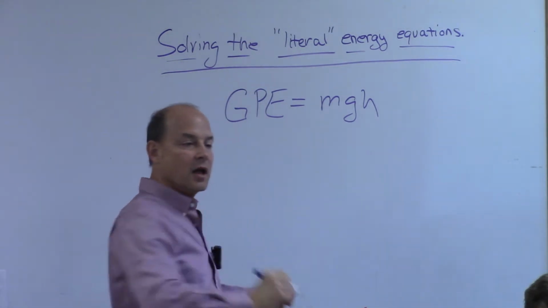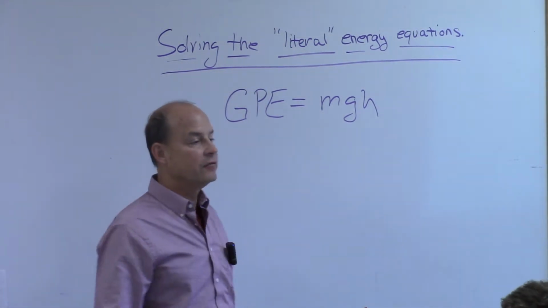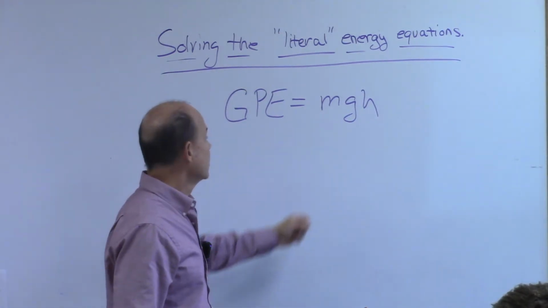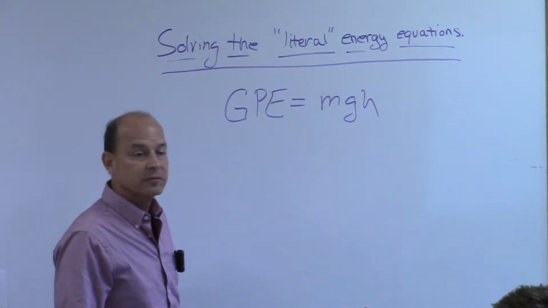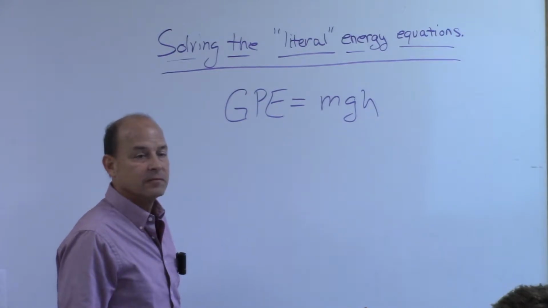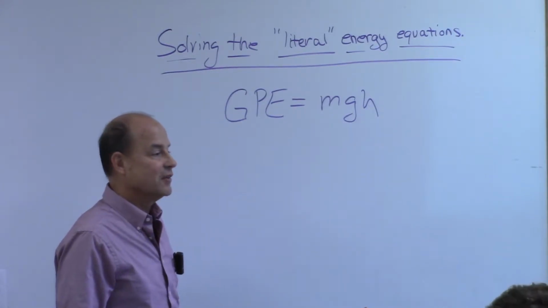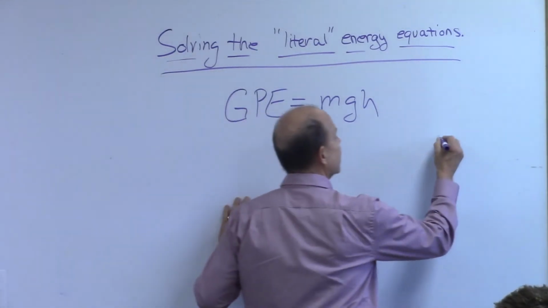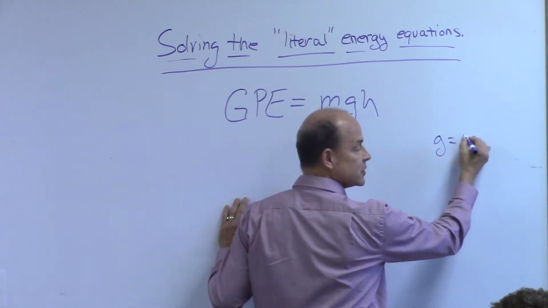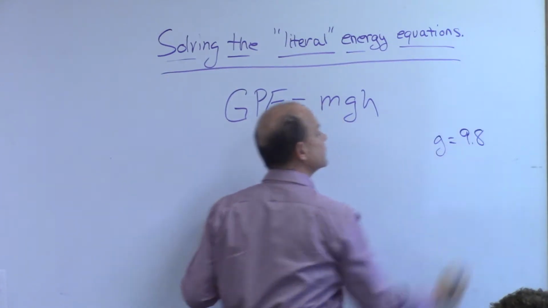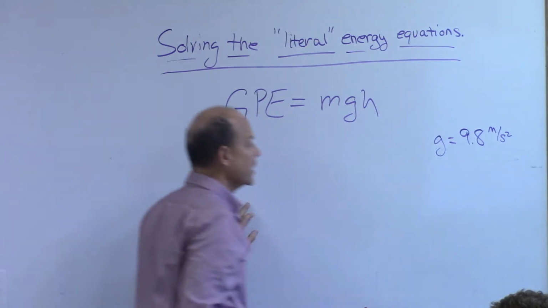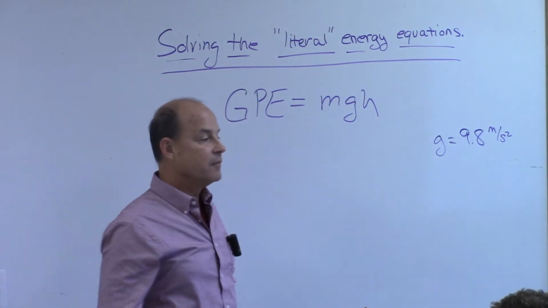Nick, pick a variable to solve for. That's not GPE. You want to solve for G? Is G a variable? We know what G is. It's not varying. It is always what? It's an acceleration of gravity, which is equal to? 9.8. Let's give it some units. Very good. Okay. You want to solve for M?